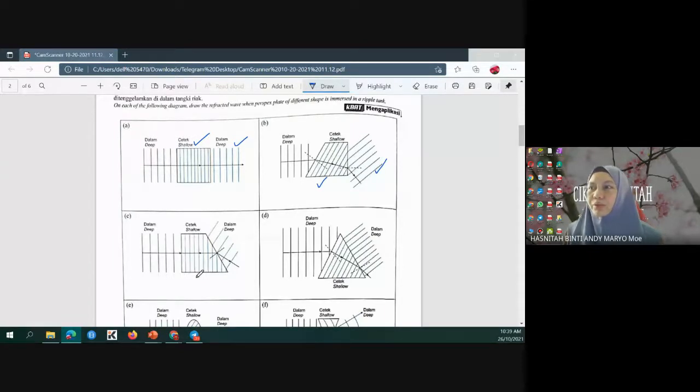For C also no problem. In the shallow region, shorter wavelength. In the deep region, longer wavelength. Again, shallow to deep is away from the normal.